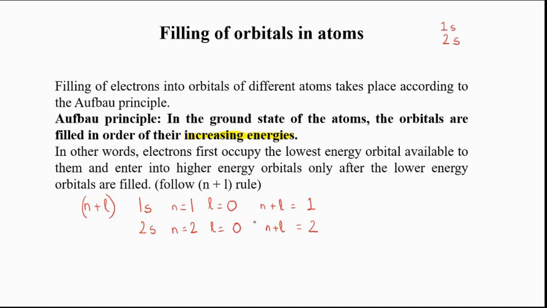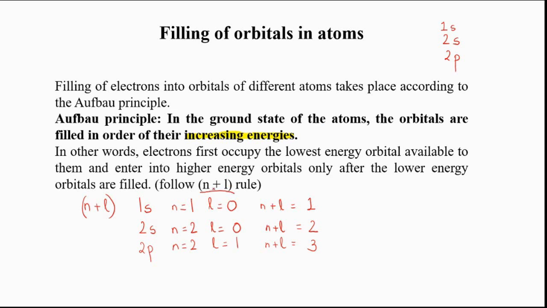Now if I consider 2p, I have n is equal to 2 and l is equal to 1. So n plus l will give me 2 plus 1, which is equal to 3. So the third occupancy will be by the 2p orbital. This is how we follow the n plus l rule.